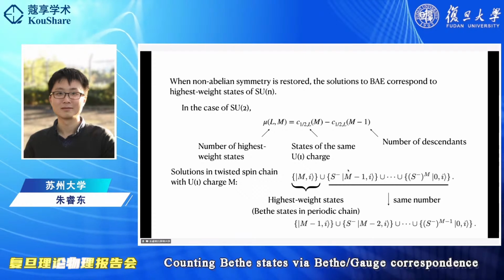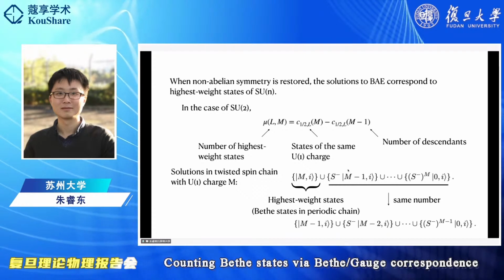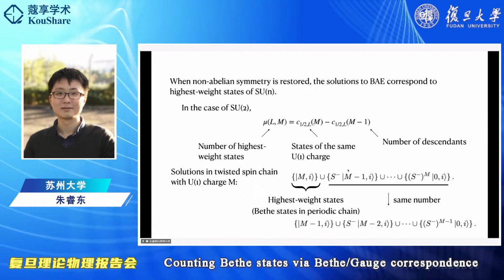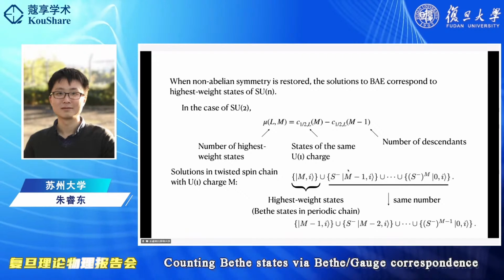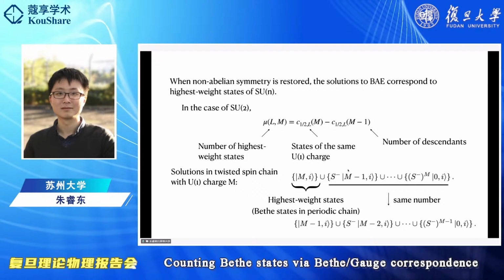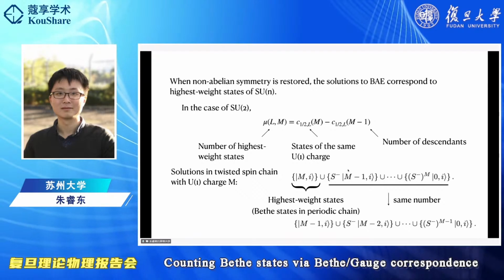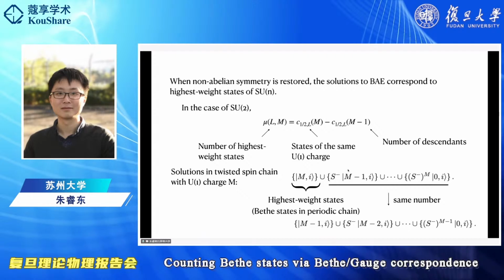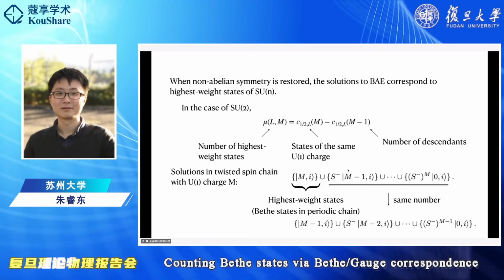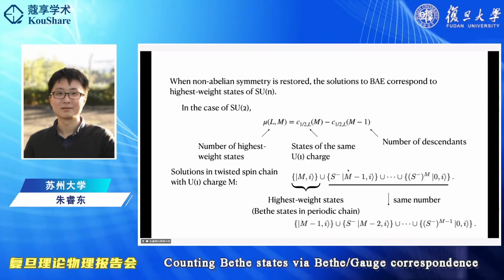descendant states. So to count the number of states, you just need to start from the states with the same U1 charge in the symmetry broken case, and remove some of the descendants. Then you get the number of highest weight states. That's the spirit. So in this way, for example, there is a known formula for the SU2 case that can really reproduce the completeness of the Bethe.